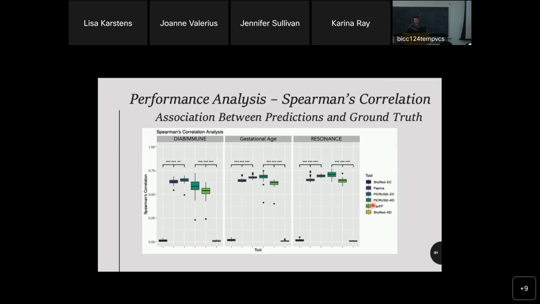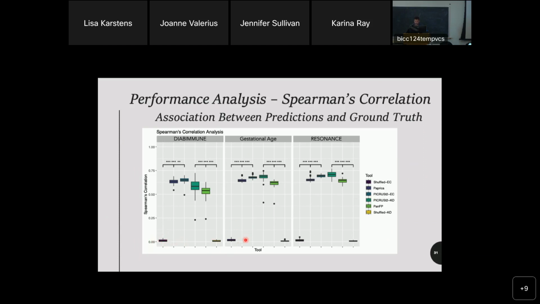So we'll first take a look at the results from Spearman's correlation analysis, and this indicates the association between predictions and the ground truth. As I mentioned earlier, this mainly serves as a confirmation that shuffling for the shuffled null data set was successful, as we would expect to see very little correlation with the ground truth for a completely random data set, and that's exactly what we see.